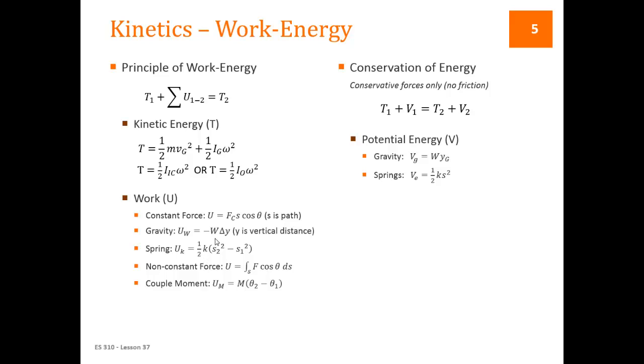So if our force and our distance are in the same direction, our work is positive, whereas if our force and our distance are in opposite directions, our work is negative. So gravity is typically negative if up is a positive direction. The work done by a spring is 1/2 k times s2 squared minus s1 squared, where s2 is the final position and s1 is the initial position.